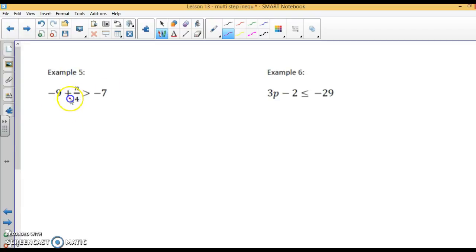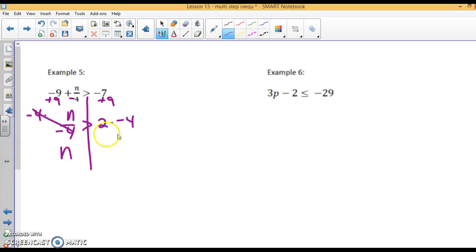Okay. I'm going to change this one to make that a negative 4. Change your problem 5 and make that a negative 4. All right. Add 9 to both sides first. So I'm going to have n divided by negative 4 is greater than 2. Multiply both sides by negative 4. Now you need to switch your inequality because we're multiplying both sides by a negative. Make that a less than, oh, not 2, negative 8. Here's my graph. Negative 8, open circle because there's no equal to, less than is to the left.